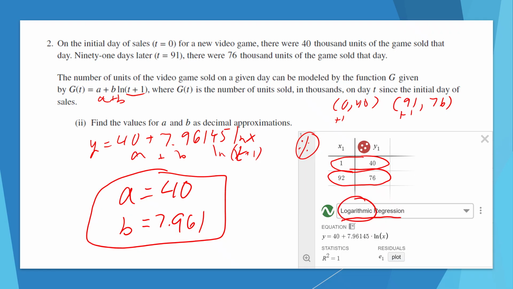So just make sure you choose the correct regression line. If you have a times b to the power of x, that's exponential regression. If you have a plus b ln x, this is logarithmic regression. And if you have ax squared plus bx plus c, that's going to be a quadratic regression as well.